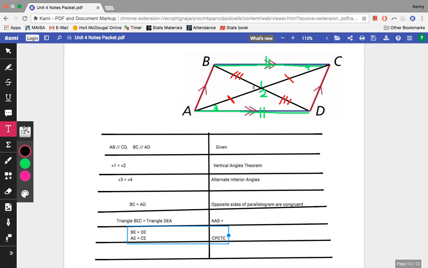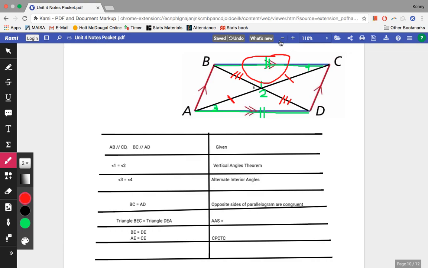So again, to recap, I proved that this top triangle here is congruent to this bottom triangle here using AAS: angle, vertical angles; angle, alternate interior angles; and side from a previous proof. And because they're congruent by AAS, these two sides are equal and these two sides are equal, showing that the diagonals have been bisected.